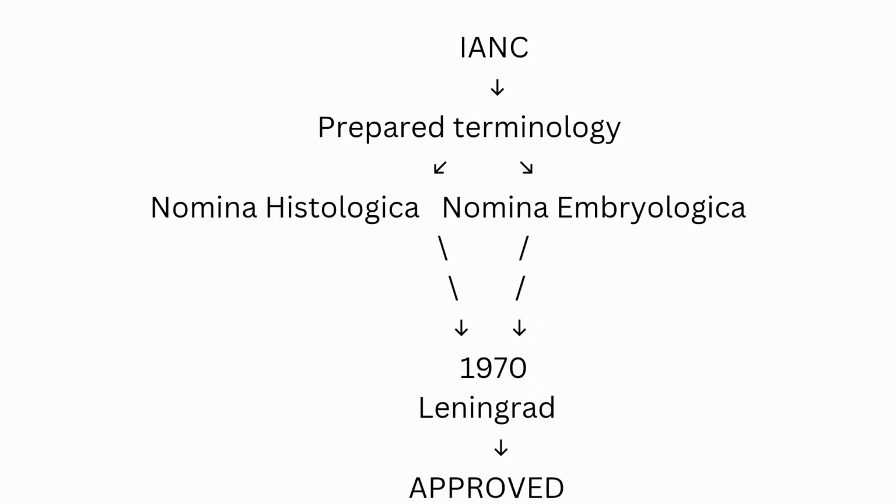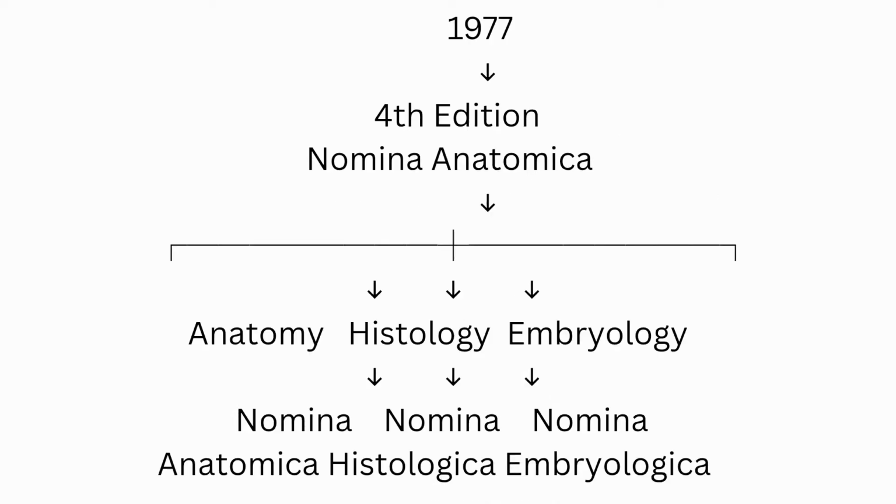Now we come to 1970. The 11th International Congress of Anatomists was held in Leningrad. At this meeting, the drafts of Nomina Histologica and Nomina Embryologica were approved in a plenary session. After further critical revision, the fourth edition of Nomina Anatomica was published in 1977.